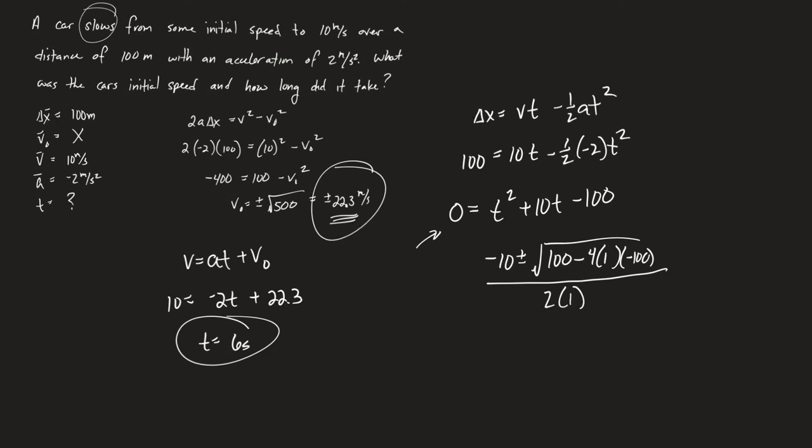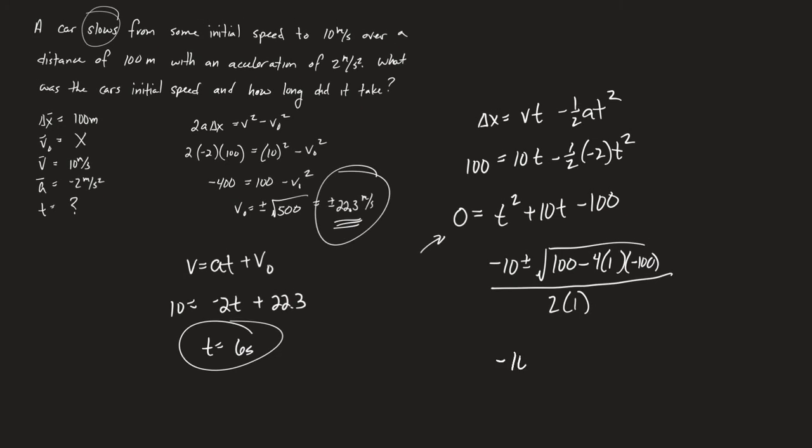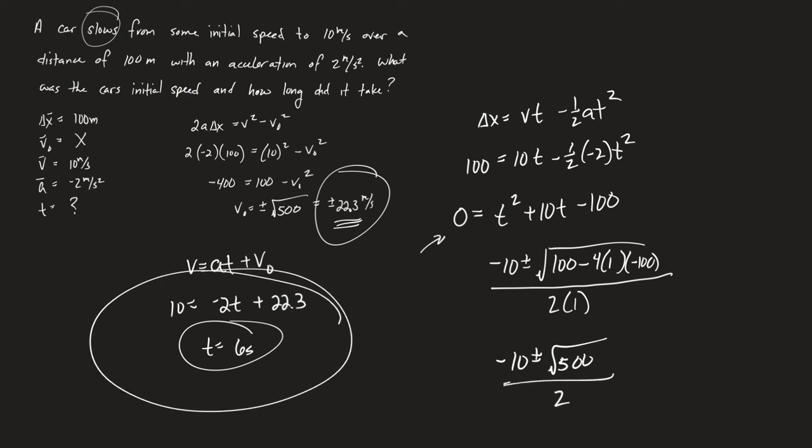And not surprising, when you do this, negative 10 plus or minus the square root of 500 divided by 2, exactly what you would have gotten over here, to the letter. Square root of 500, 22.3. 10 plus 22.3 divided by 2 is exactly how you get 6. We also get a negative answer. Is the negative answer the right one?